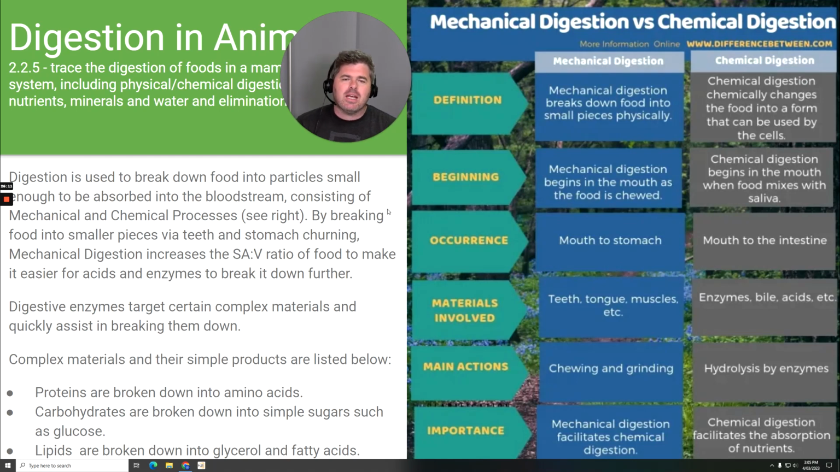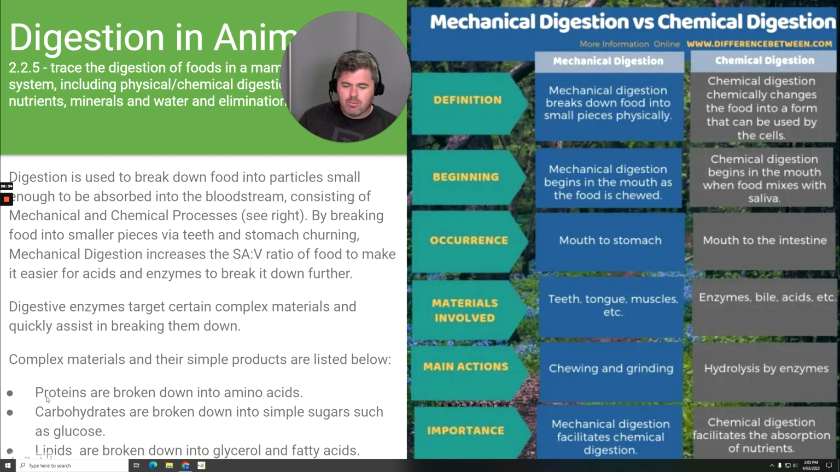Now, in breaking it down to smaller pieces, we increase the surface area to volume ratio. This enables the next step, chemical digestion, to take place. So in chemical digestion, we're adding stuff like acids and enzymes in order to help break down the food into even smaller pieces. The smaller it is, the faster it can be absorbed, the quicker it can be used to help cells.